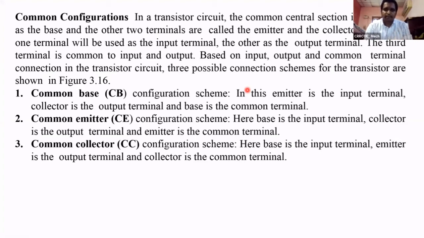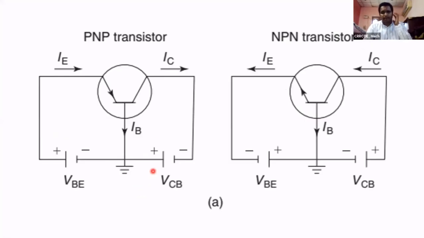Second one is common emitter. Input is base and output is collector, and the emitter is the common terminal. Last one is common collector. Here the common terminal between the input and output is the collector terminal. So we have three configurations: common base, common emitter, and common collector. We can connect the transistor in any one of these three ways. Every way has its advantages and disadvantages.